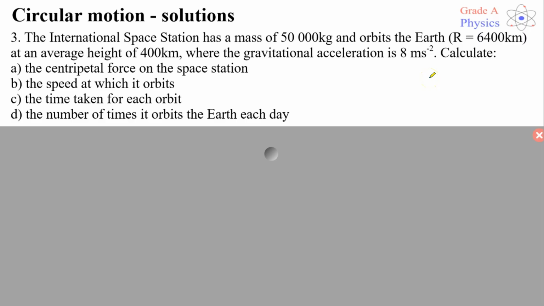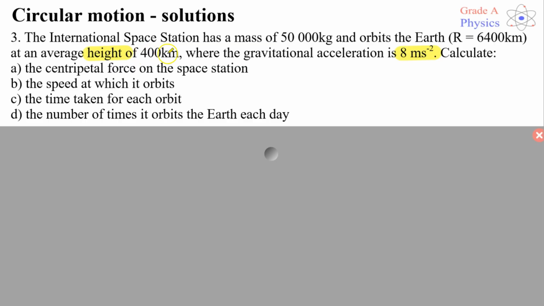Question 3 is a bit more tricky, and you might get something like this in the exam. So we're given the mass, we're given the radius of the Earth, and we're given a height. Well, that's really important. We need to combine those two together, as we will see. And we're also given a value of g at that height. So that's really important. The idea that gravity is not zero in space, which is a very common misunderstanding.